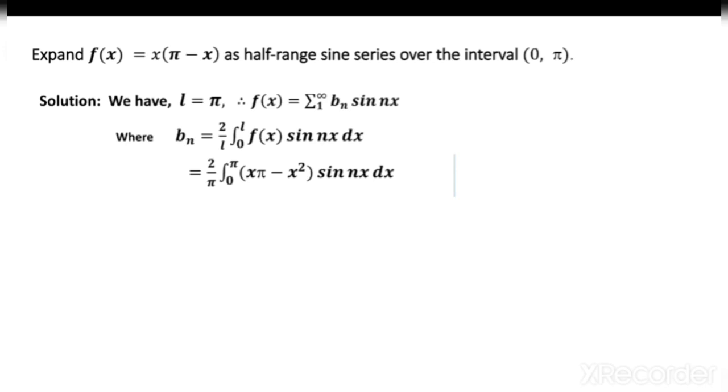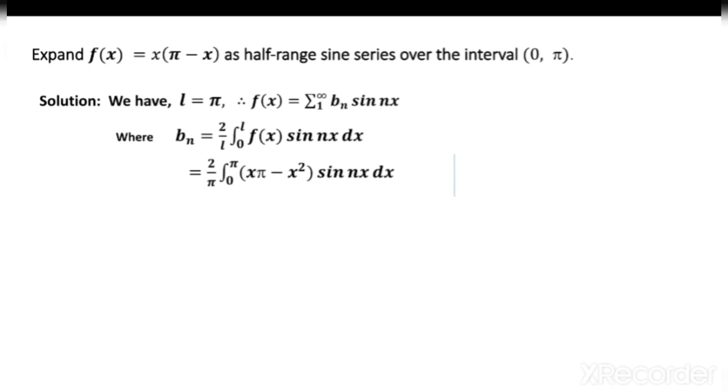This is the general formula. Now when you put L equal to pi, you can see that L is replaced by pi and integral 0 to pi f of x. What is the function here? The function is x into pi minus x. When you multiply, that becomes x pi minus x square. So here I have x pi minus x square into sine nx dx.